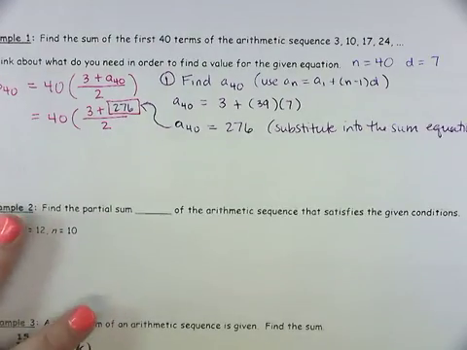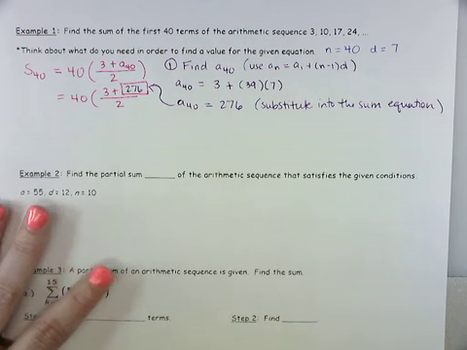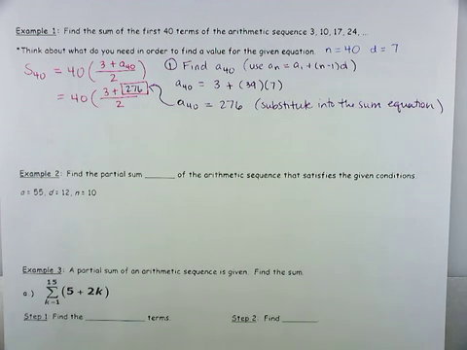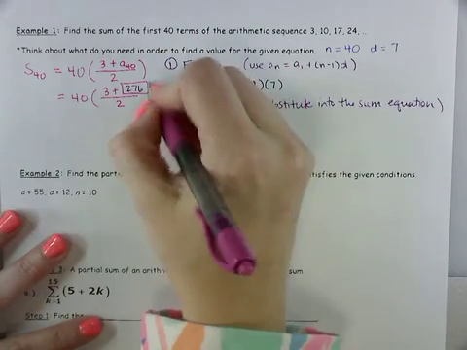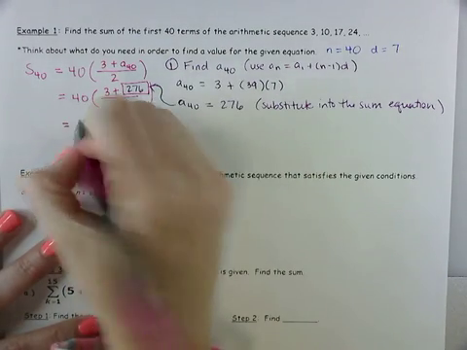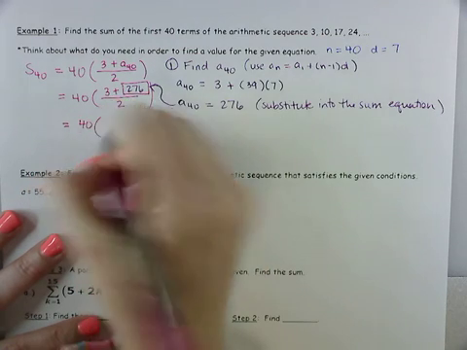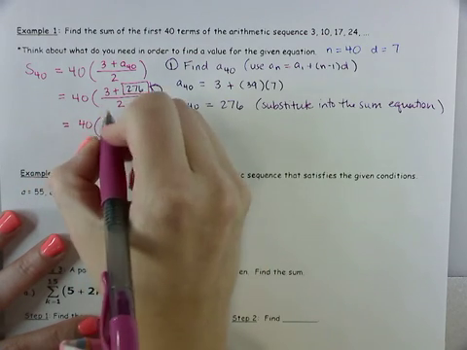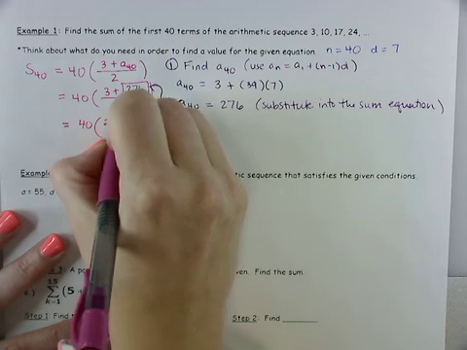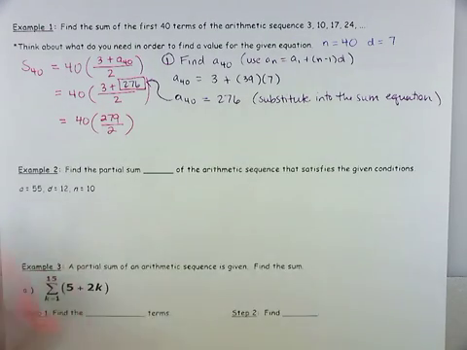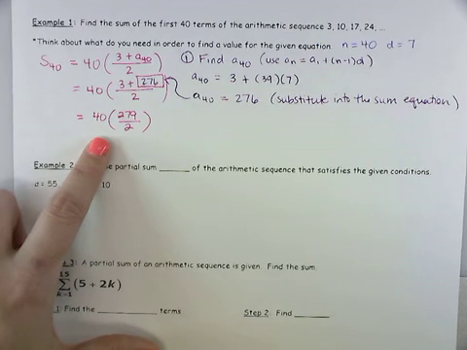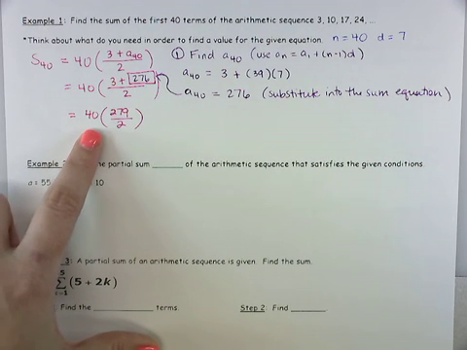Okay, so we're going to substitute that into the sum equation. All right, so now I can finish my steps from before. So this will be, if you do 3 plus 276, you'll get 279 divided by 2. Okay, so when you're multiplying, I feel like you guys already know how to do this, but you'll do 40 multiplied by what? And then divide that by 2.